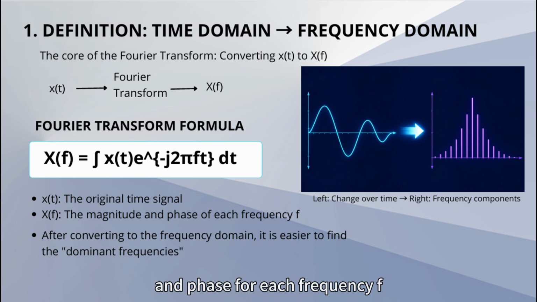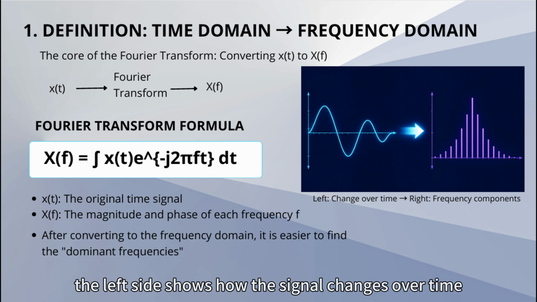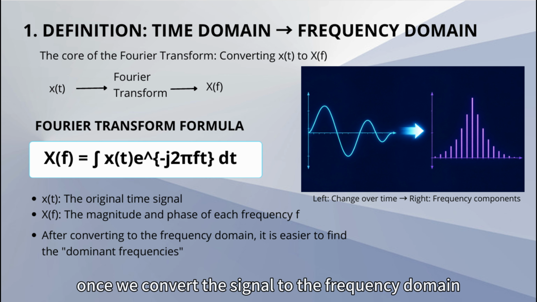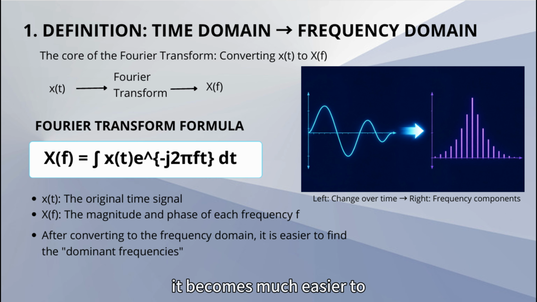for each frequency f. As you can see in the graphs here, the left side shows how the signal changes over time, and the right side shows its frequency components. Once we convert the signal to the frequency domain, it becomes much easier to identify the dominant frequencies.